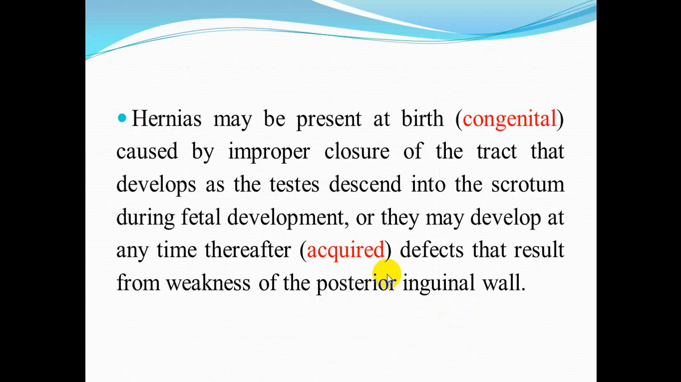Hernia may be present at birth, called congenital, caused by improper closure of the tract that develops as a testis descends into the scrotum during fetal development, or they might develop at any time thereafter. Acquired مكتسبة, a defect that results from weakness of the posterior inguinal wall. أما تكون congenital ولادية، أو قد تكون مكتسبة، أي develop any time.